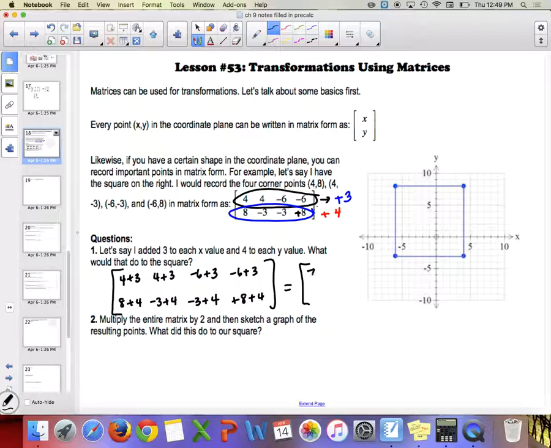All right, so what does that do to the square? It moves the first point to (7, 12), the next one to (7, 1), the next one to (-3, 1), and the last one to (-3, 12). So all of those points have moved. Okay, pretty easy to do by hand.